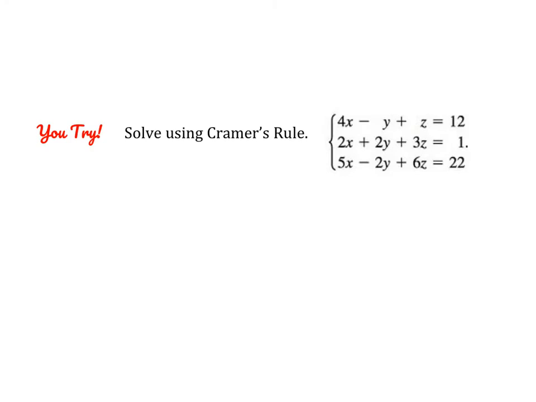All right, go ahead and pause the video and give this one a try. So now you're going to have to do the determinant, so it's a good time to practice that skill.